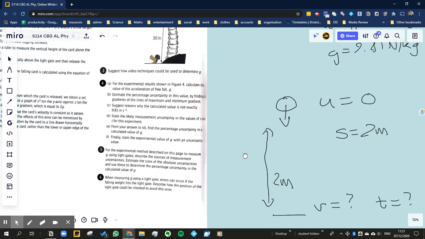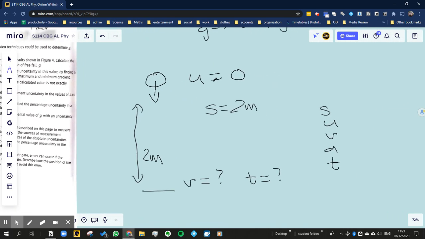basic idea. If we've got an object falling, then the initial velocity would be zero, so u is equal to 0. Let's say it falls 2 meters, then the displacement would be equal to 2 meters. The final velocity we don't know, and the time we don't know. So to calculate acceleration, we would need one of these two to calculate the remaining one. The most obvious one seems to be time.